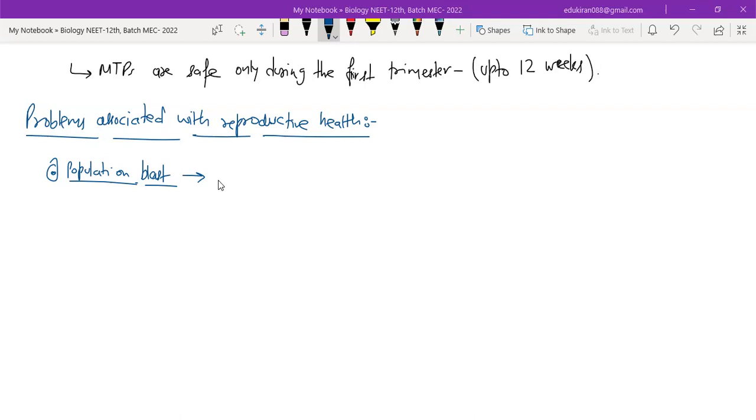Atif, am I audible? Yes, sir. So it will just take 80 to 90 years for 3 generations.